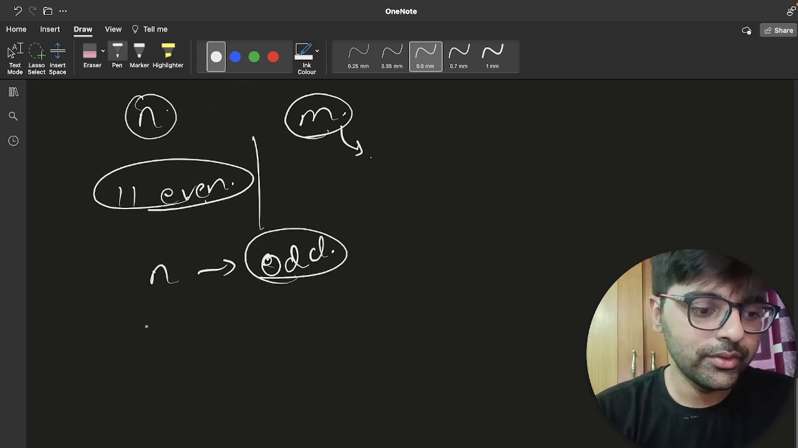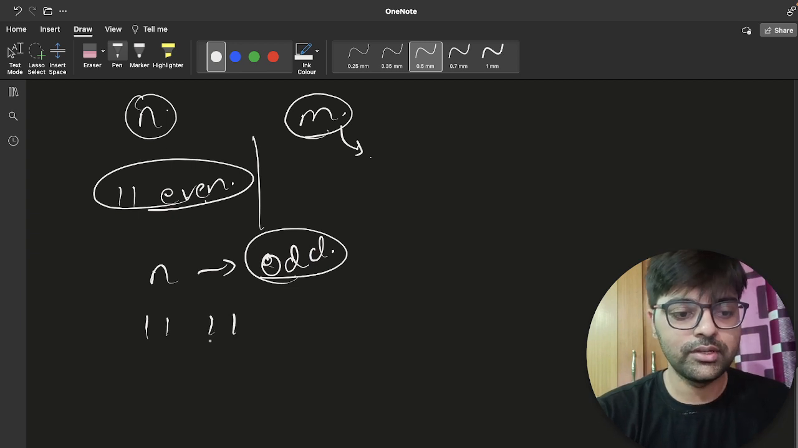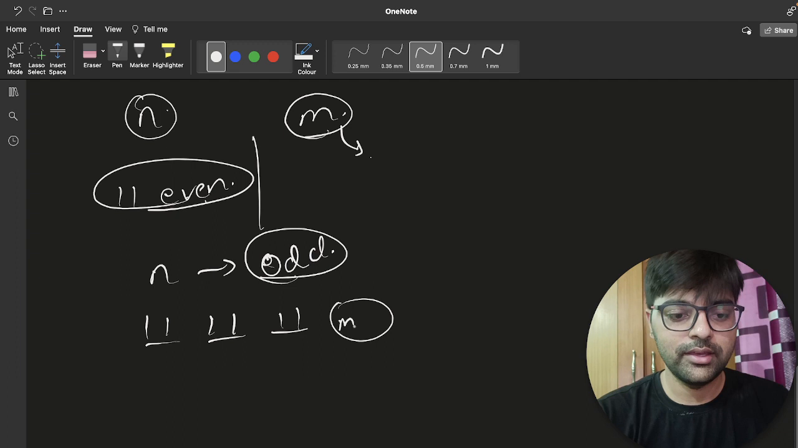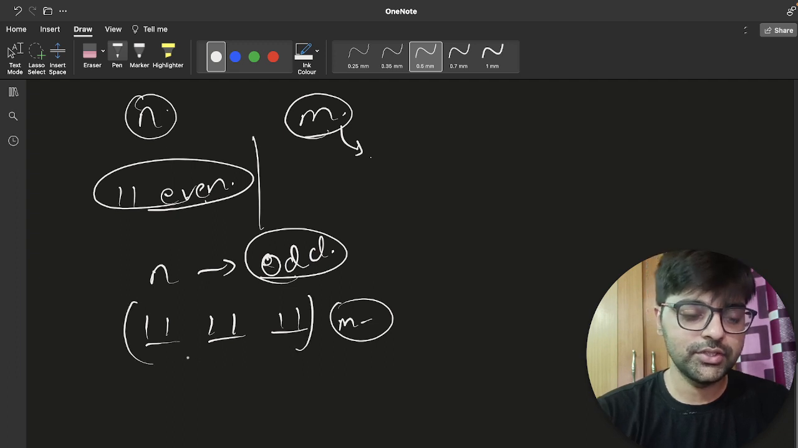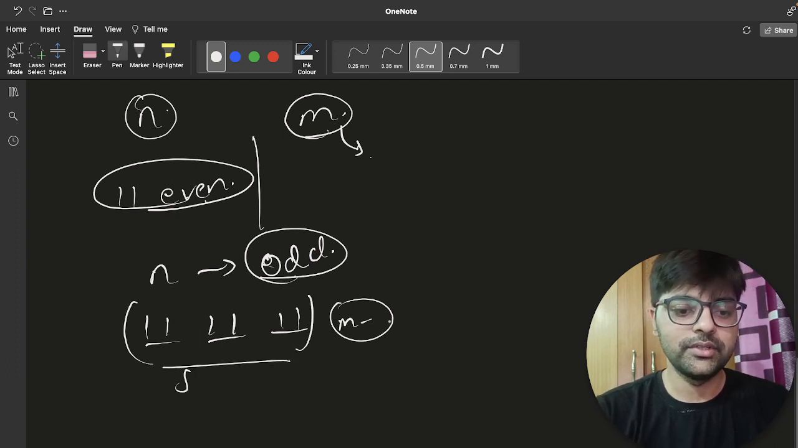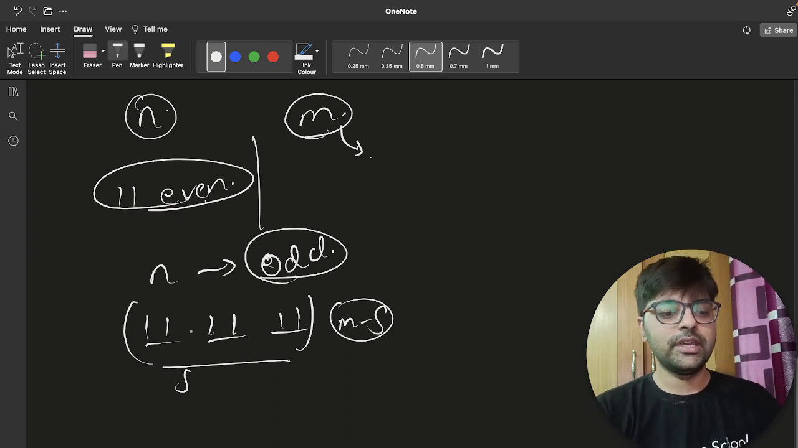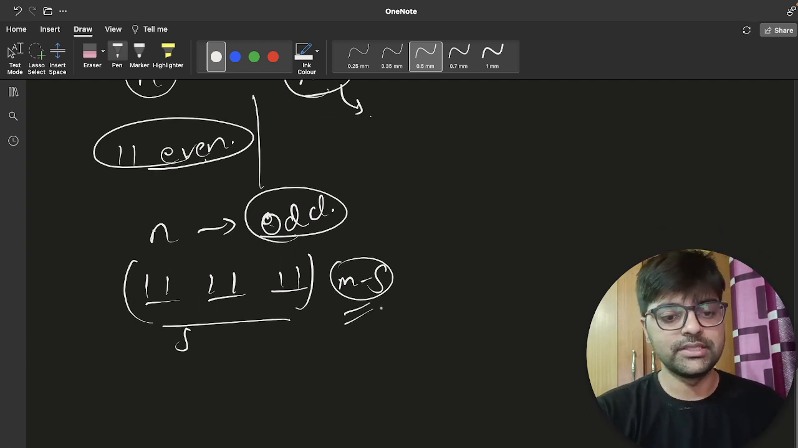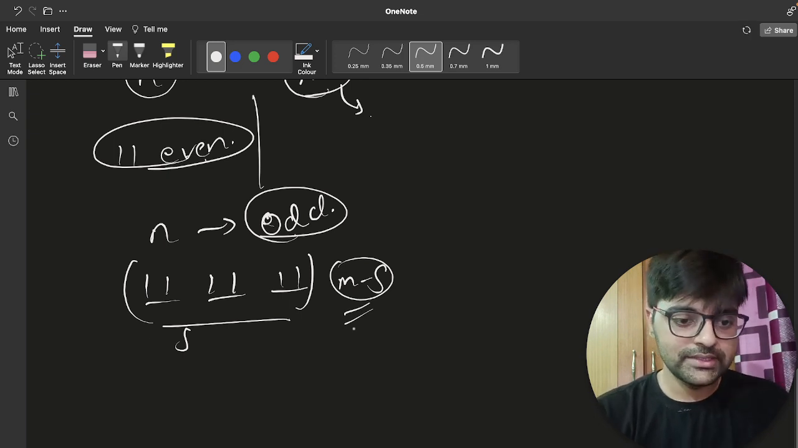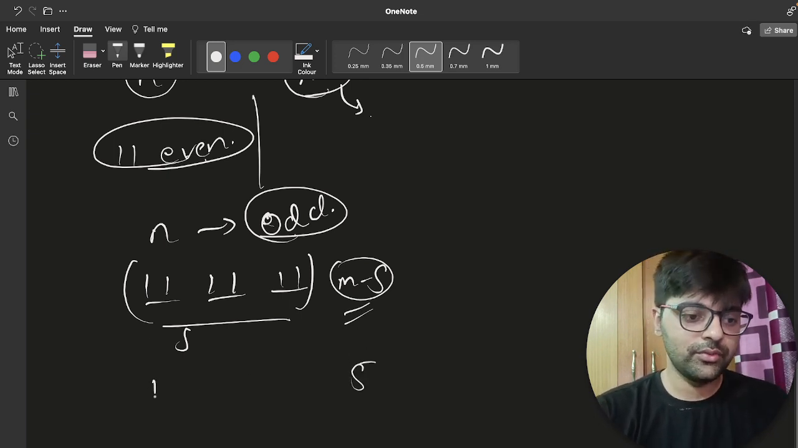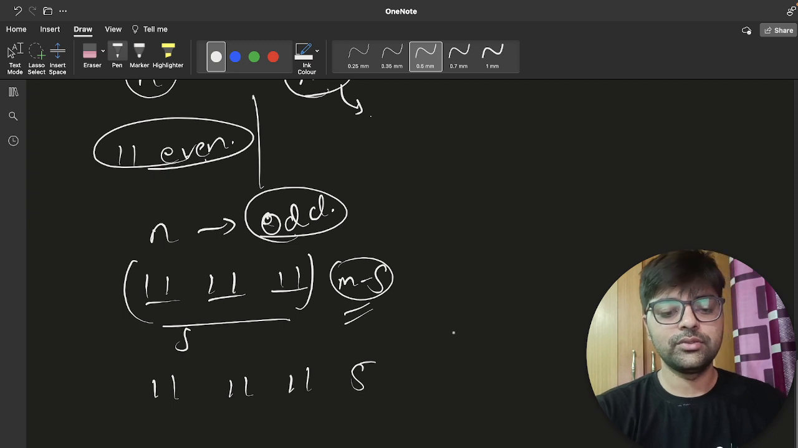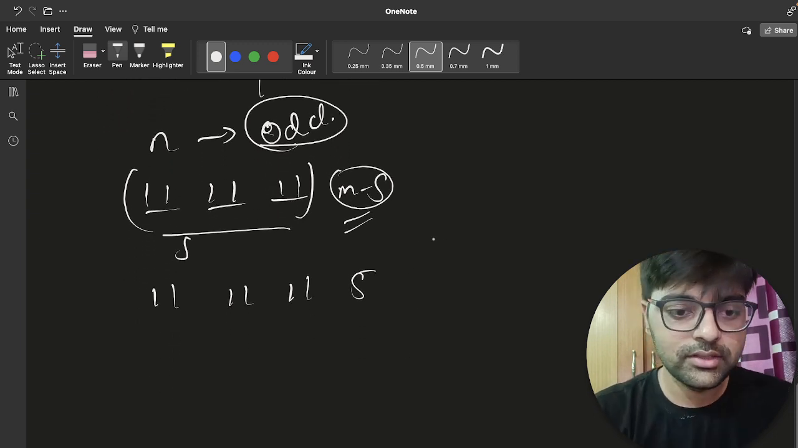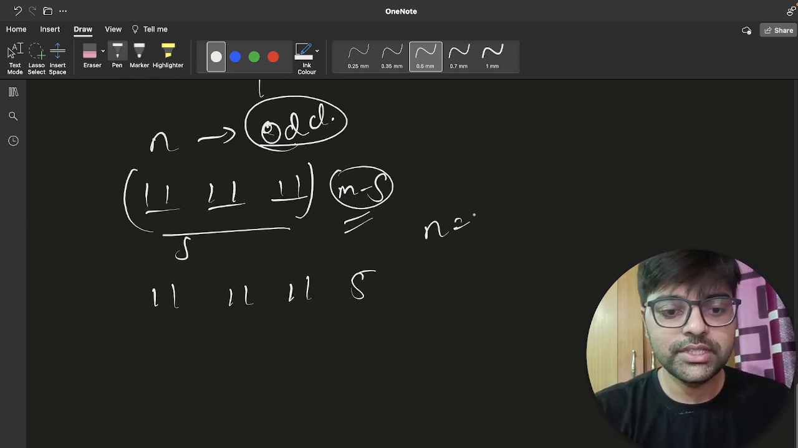So what we'll do, we'll select 1 1 1 1, each pair 1 1, and let's say I will represent the sum of these with s, so m minus n. So there will be an even number of ones and m minus s. So let's say this is coming as 5 1 1 1 1 1 1. So consider it as n equal to 7 and m equal to 11.